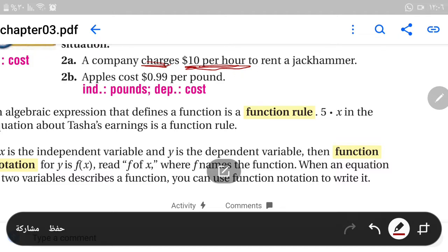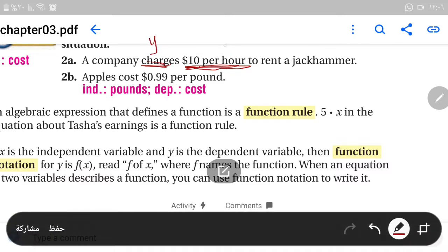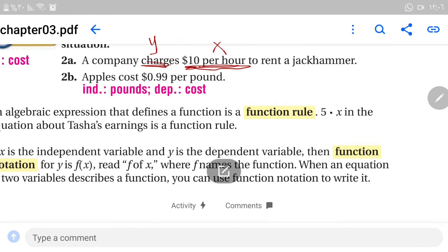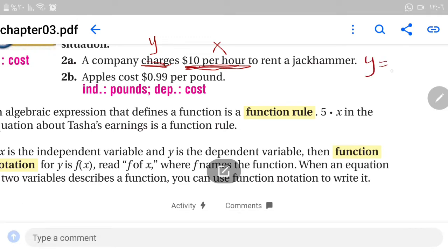The hours is the independent variable, and the cost or the charge is the dependent variable. This is going to be y, this is going to be x. And you can see that y equals 10x.